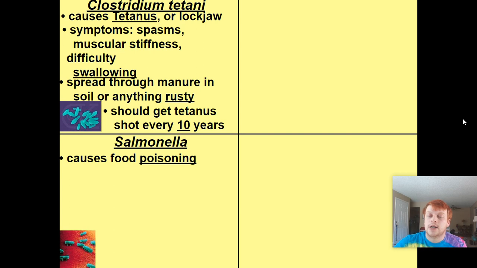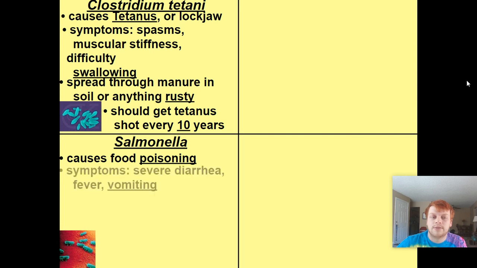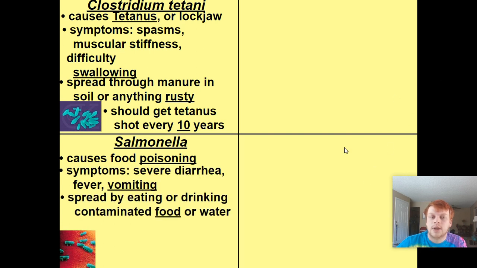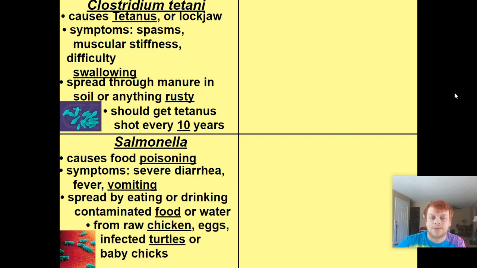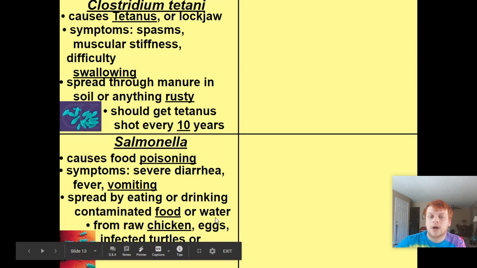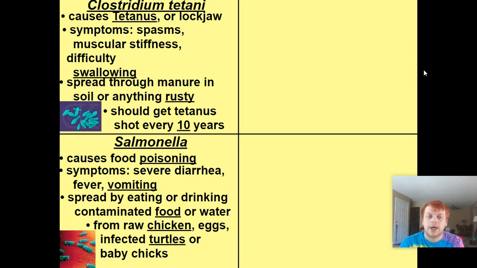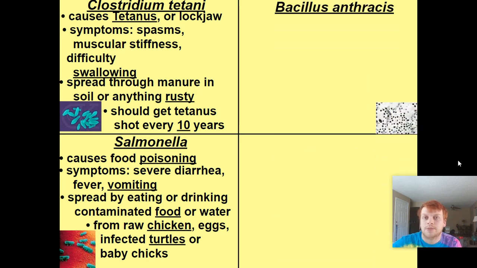Next up, we have salmonella. I think all of us have probably heard of this in the news or just from talking to family, but it causes food poisoning. Symptoms are severe diarrhea, fever, vomiting, and it's spread by eating or drinking contaminated food or water. So the most common cause would be like raw chickens or eggs, but you can also get it if you have a pet turtle and it's infected, or from baby chickens if you live on a farm.